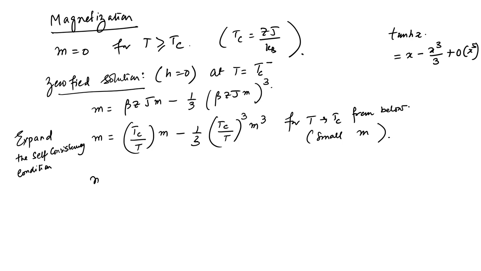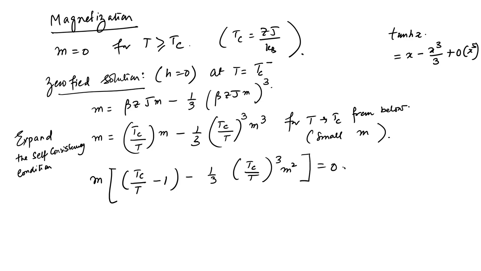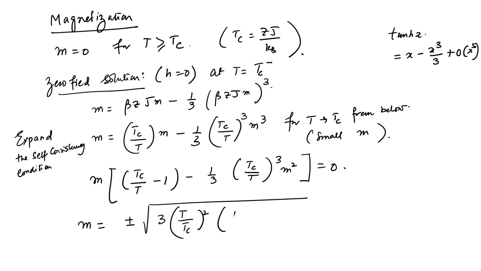So, we just do a bit of simplification of that. So, it is Tc over T minus 1 minus 1/3 Tc over T whole cube m square equal to 0, and this is the equation that we get. And then if you solve this equation, it becomes plus minus root over 3 (T by Tc) whole square and (Tc minus T) over Tc. And this is how the magnetization behaves.